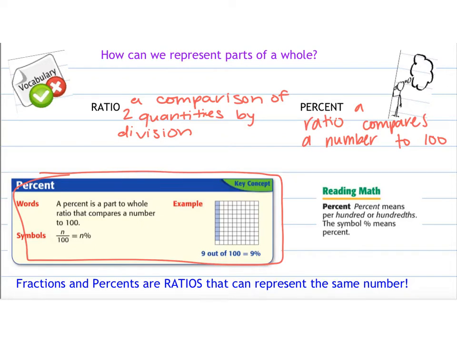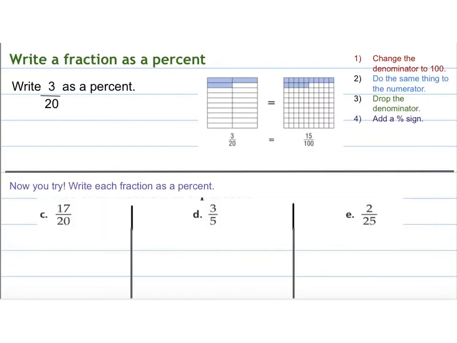Something important to have written down here: fractions and percents are ratios that can represent the same number. So again, just different ways to represent equivalent numbers. When we have a fraction and we're going to write it as a percent, we have some steps here. The first step, change the denominator to be 100. And whatever you do to the bottom, you have to do to the top. Then drop the denominator and just write it with a percent sign.